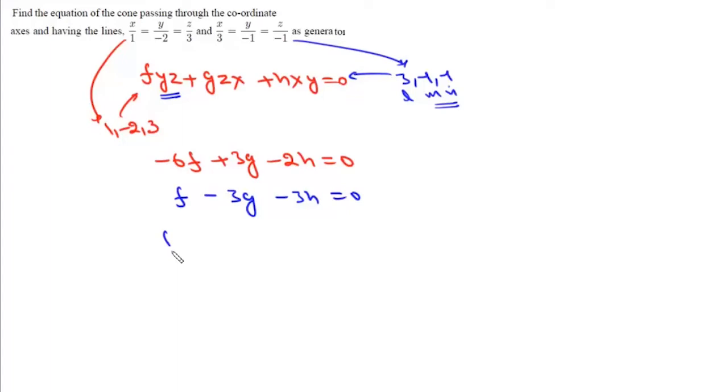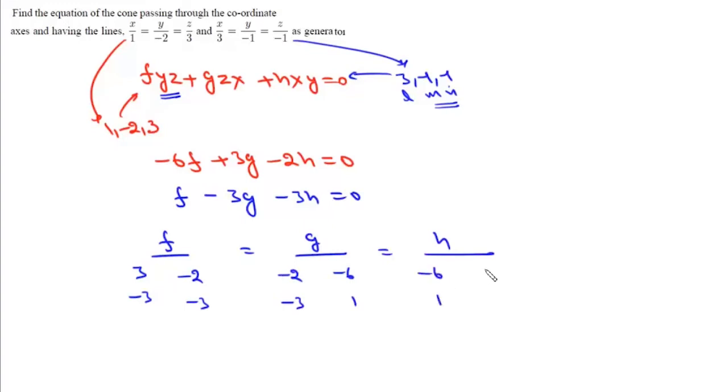Now we can write this as f, g and h. Now this is B1, B2, so it'll be 3, -3 and C1, C2, so this is -2, -3. Now this is -2, -3. This is -6, 1, -6, 1 and 3 and -3. So it'll be -9, -6.